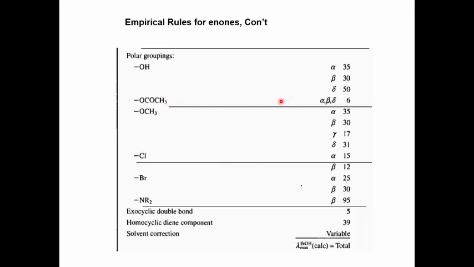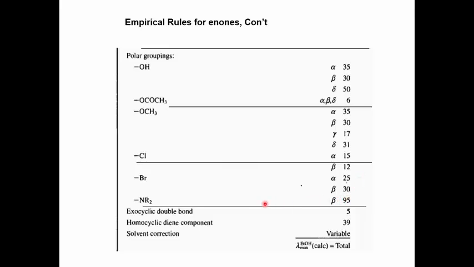This ester group, we add 6 units, no matter where it's attached. The methoxyl group, if it's at the alpha carbon, we add 35. If it's at the beta carbon, we add 30, and so forth. Chlorine, if it's at the alpha carbon, we add 15, and so forth and so on. Not going to go through all the values, but if they do arise, we can consult this table and determine the increment that we should add.